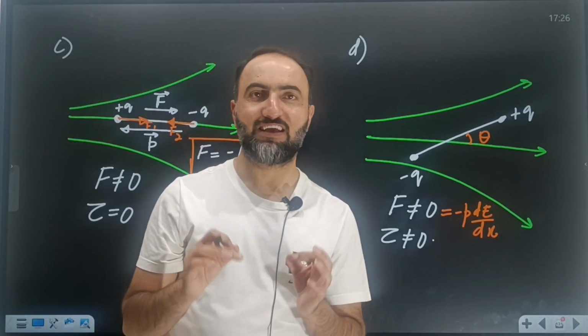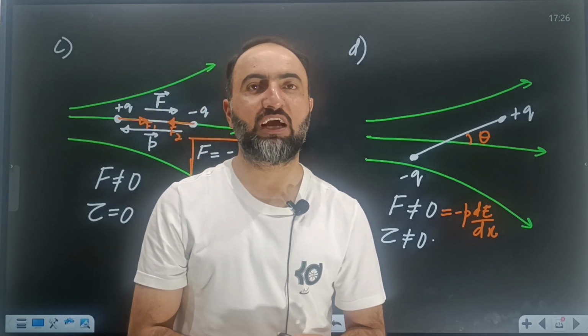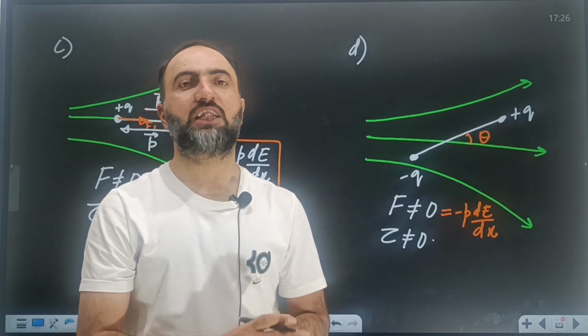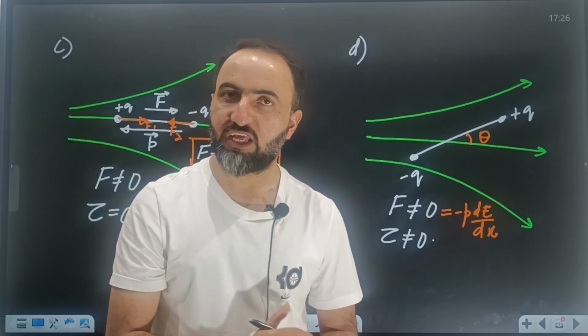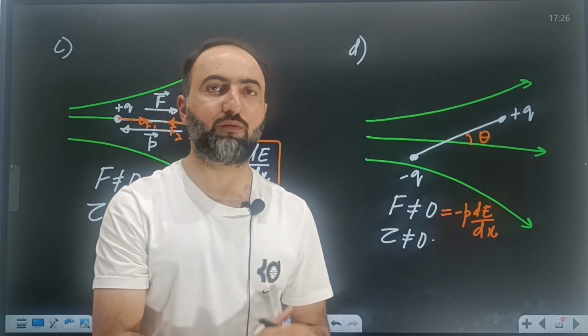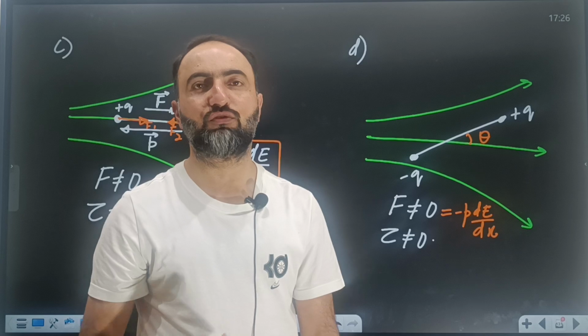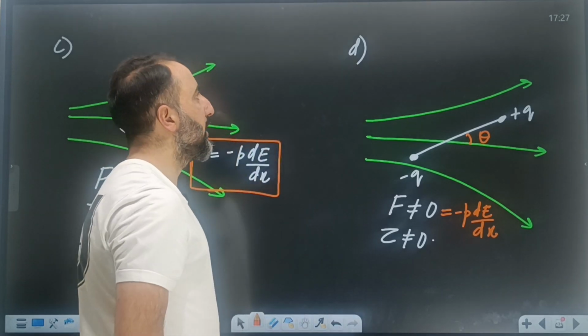So in a nutshell, I will say like this, that whenever you place a dipole in a region of uniform electric field, the net force on the dipole will be equal to 0, net torque may or may not be 0. And if a dipole is placed in a region of non-uniform electric field, the net force will not be equal to 0 and net torque may or may not be 0.